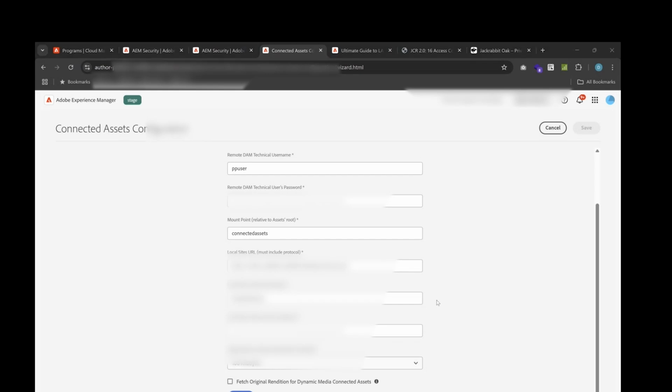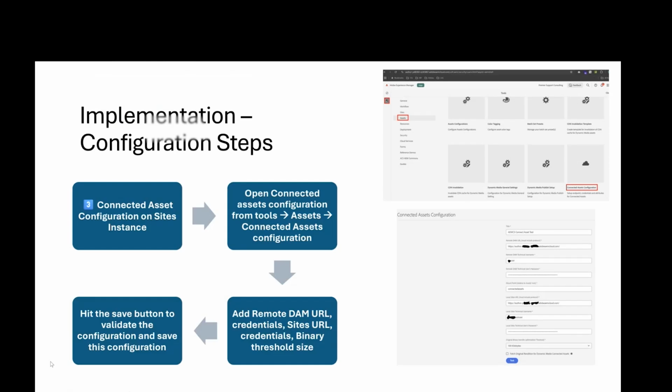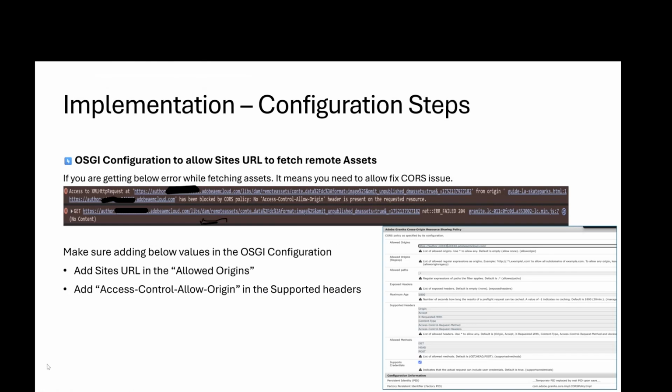Let's go back, we are back here. Once we are done with all the steps, we also see how we can access the sites, or how we can pull all the assets into the sites environment. Sometimes, whenever you are working on that, you might face some challenges related to CORS issues. When we are talking about CORS, that is cross-origin request issues. In such cases, you need to make some enhancements in your OSGi configuration.